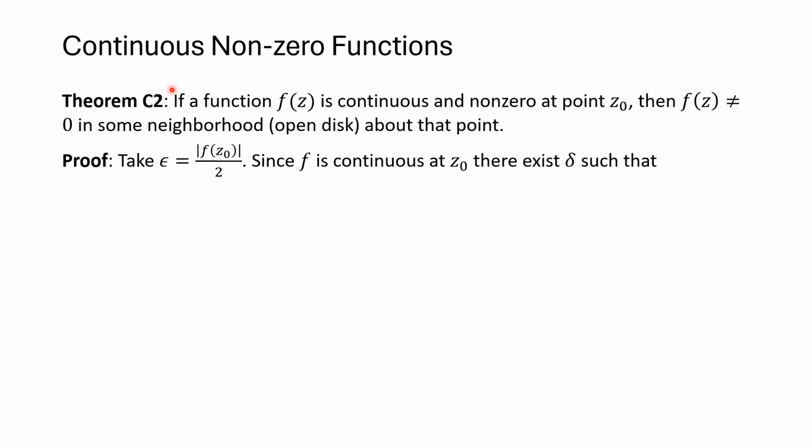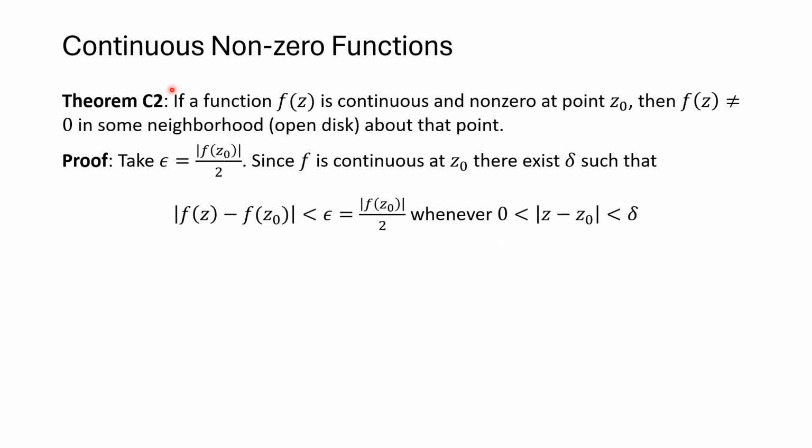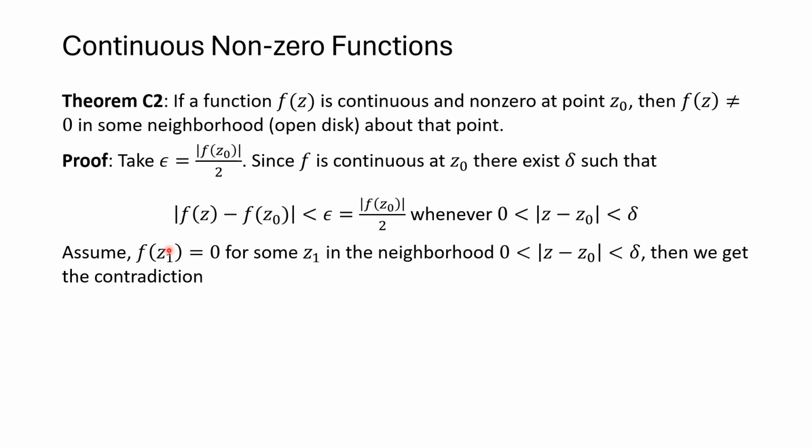So getting to the proof, it's pretty straightforward. We can pick any epsilon greater than 0. We'll pick this particular value here, the modulus of f of z sub 0 divided by 2. Since f is continuous at z sub 0, there exists a delta such that we have this statement here, which is basically the definition of continuity. We assume there's a z sub 1 in this neighborhood about z sub 0, such that f of z sub 1 equals 0, so it's by way of contradiction.